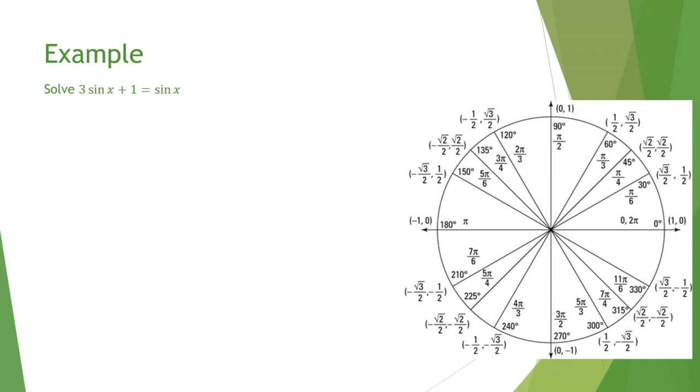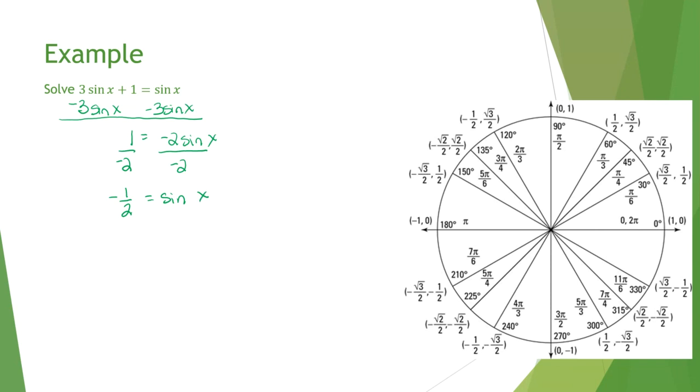Okay, so now I've got example 2 here. We need to solve 3 sine of x plus 1 equals sine of x. So we want to get the sine of x by itself. We're going to isolate that. So I'm going to subtract 3 times the sine of x from both sides. It leaves me 1 equals negative 2 sine of x. Now we're going to divide everything by negative 2. So you get negative 1/2 equals the sine of x.